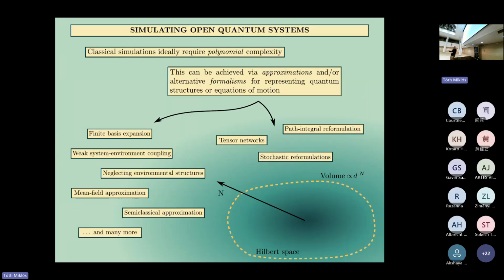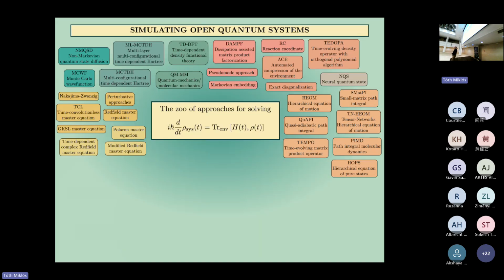So we need to find a way to tackle this complexity. And over the decades, we have found many ways of tackling it, either via approximations or via the usage of different formalisms to express the equation of motion. For example, tensor network approaches as a formalism, or approximations such as perturbative expansion of the coupling between system and environment, or finite basis expansions. There are many more. The point is that every one of these approximations and formalisms and combinations of them led to a numerical approach that we use to solve the equation of motion, which led to a zoo of numerical techniques that we are currently using to compute the dynamics of open quantum systems. Here I just brought some of them.